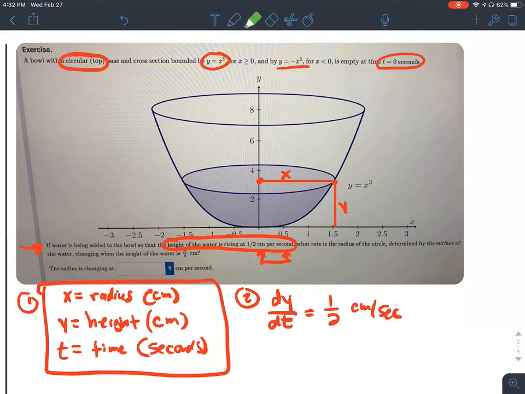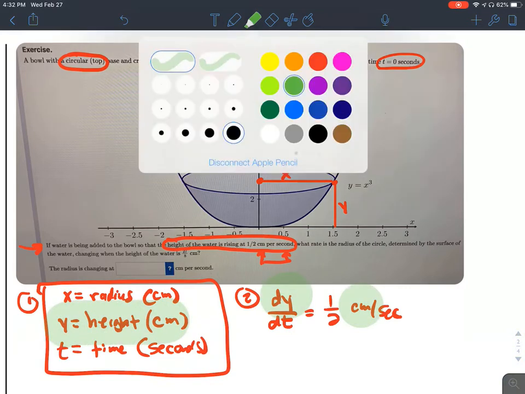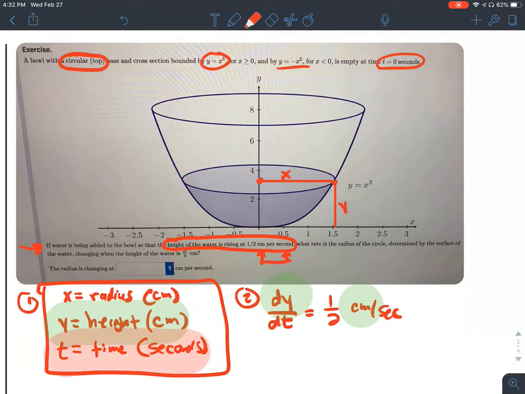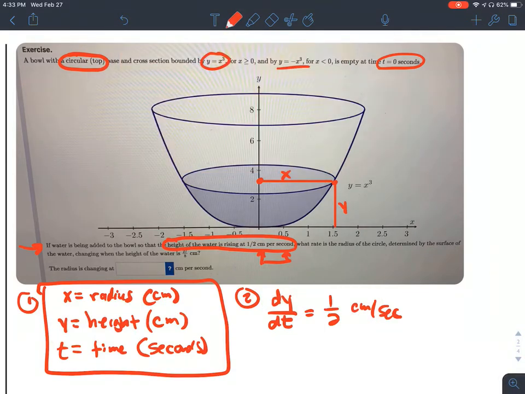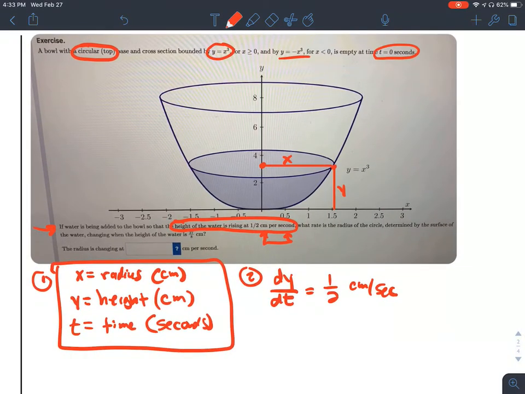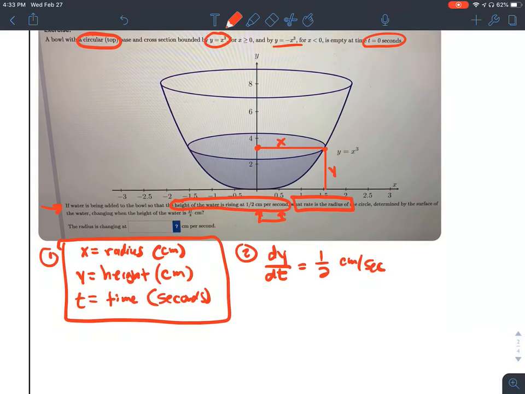Now notice the consistency here. We're saying y is being measured in centimeters. We are saying that t is being measured in seconds. Very consistent. Continuing, here's the question. I like to put a box around the question. What rate is the radius of the circle changing when the height is 27/8 of a centimeter? Here's what we're supposed to find. Always write out the question in calculus.